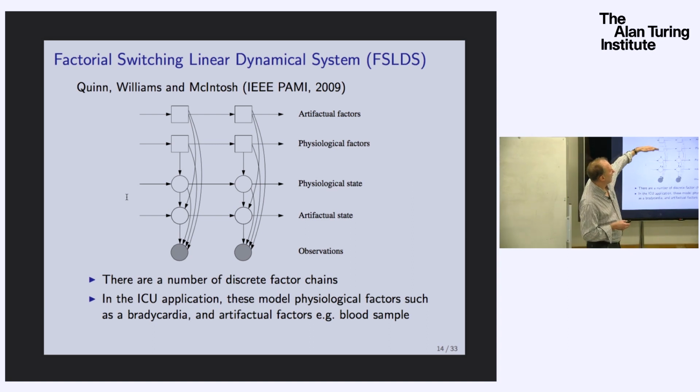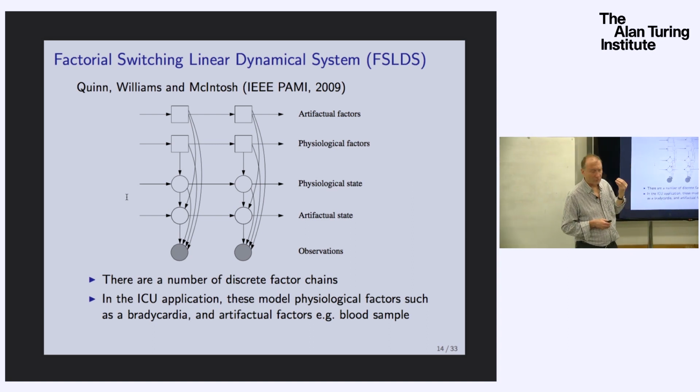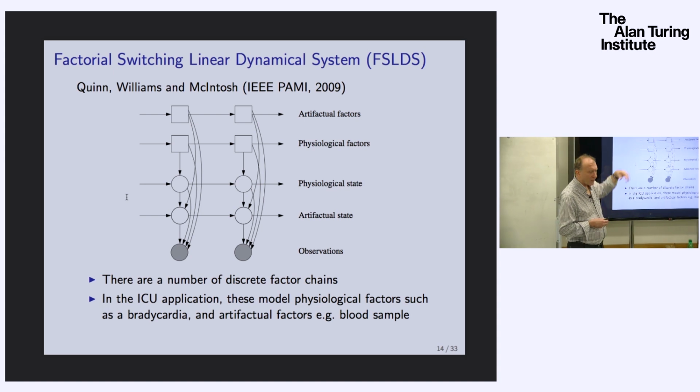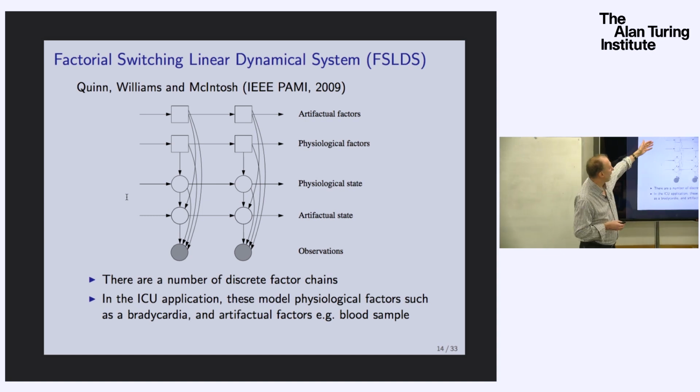And then we might think that there are some different factors involved. So one thing that can happen is that there can be a drop in heart rate. This is called a bradycardia. So we might observe that that might be happening or not. That's a discrete variable. But there might also be different artifactual factors.